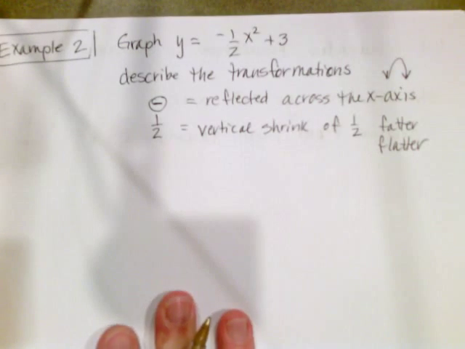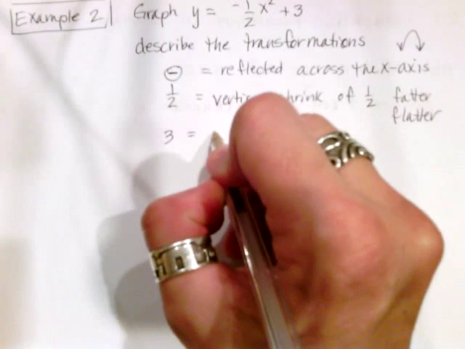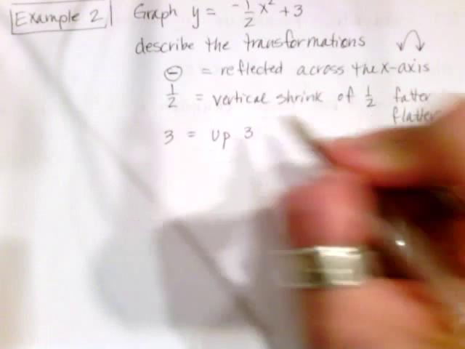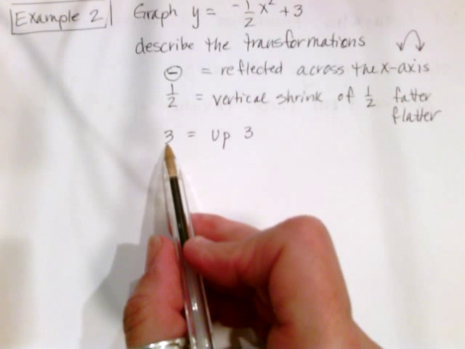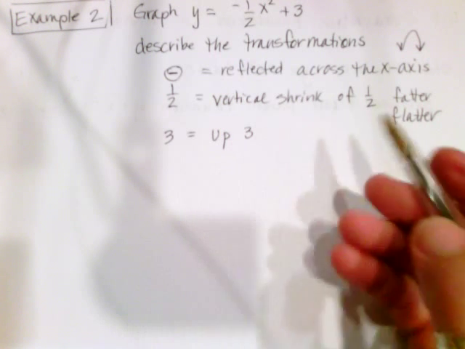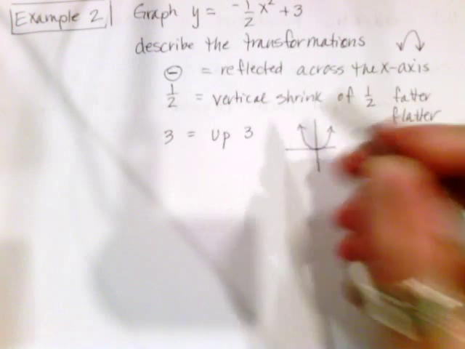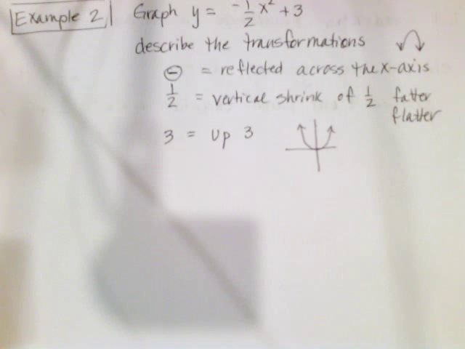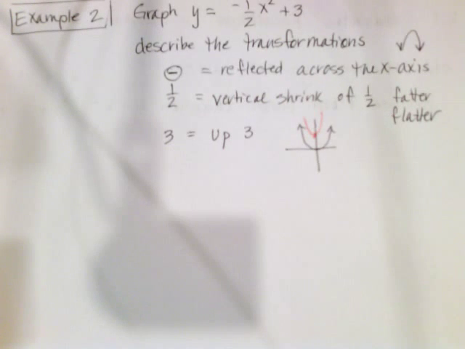Okay? All right. The 3 means that the graph has been shifted up 3, and this is going to affect the vertex. So the vertex is going to have an x value of 0 and then a y value of 3. So it is going to take my basic graph like this, and it's going to translate it up 3, and then we'll manage the reflections and such.